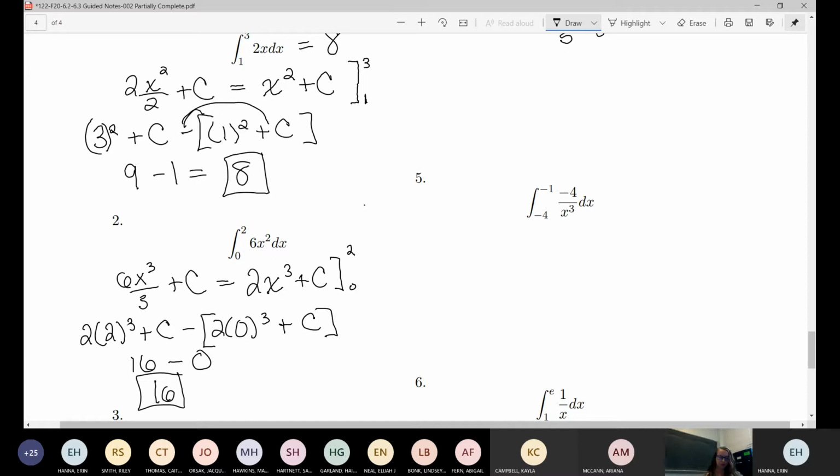So it's kind of like what we were doing on Friday, where we're finding general antiderivatives, but now we're just taking one step further and plugging in some numbers.